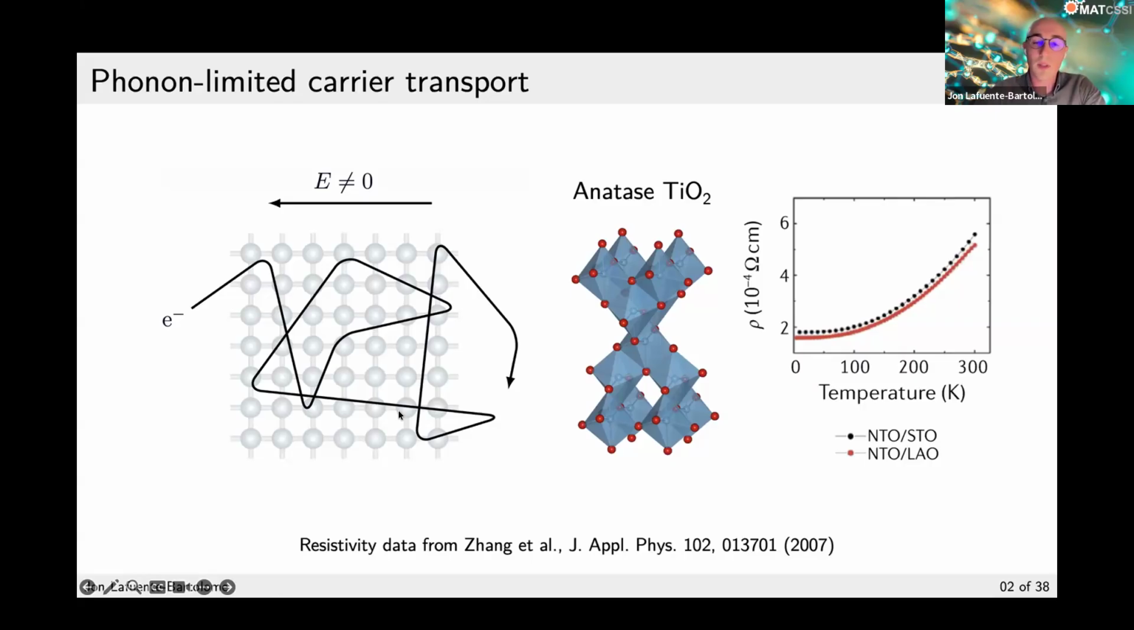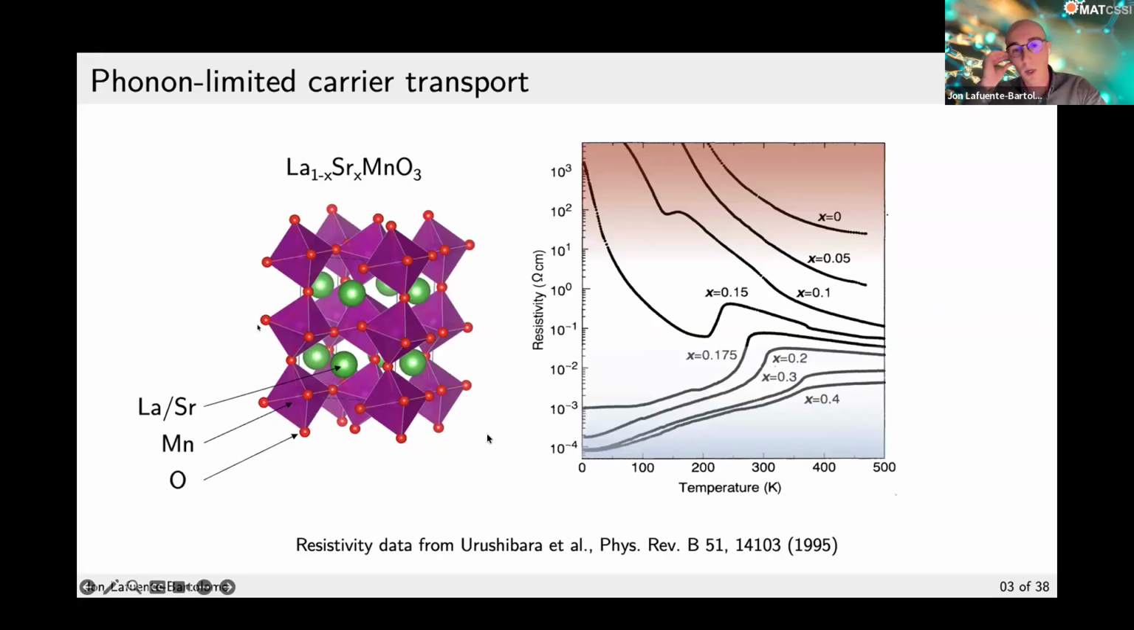And this can be understood also with the same cartoonish picture. One can imagine that as the electron is propagating, if the temperature of the material increases, the amplitude of the lattice vibrations also increases, and therefore the probability of an electron scattering with these lattice vibrations gets higher. And as a result, it's more difficult for this electron to propagate, and the resistivity increases. So this happens in anatase titanium dioxide, and it happens in many semiconductors and in metals. But this situation is not necessarily always the case.